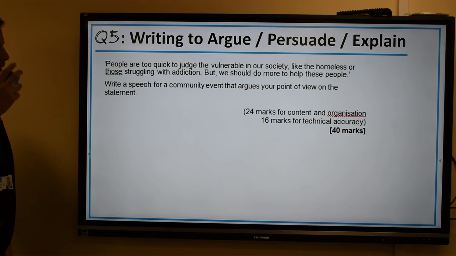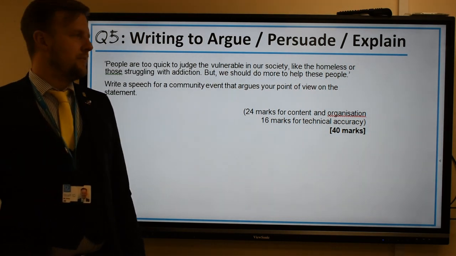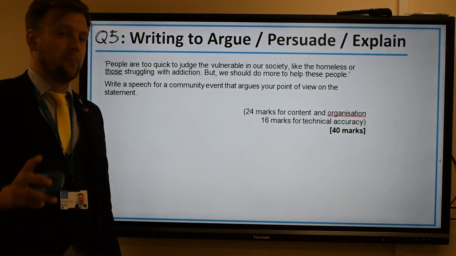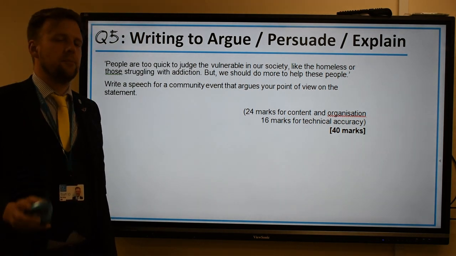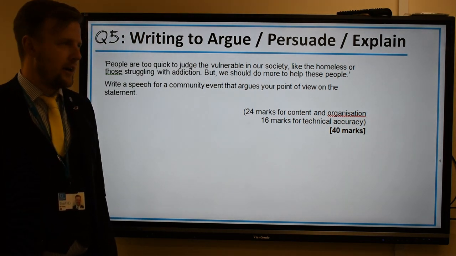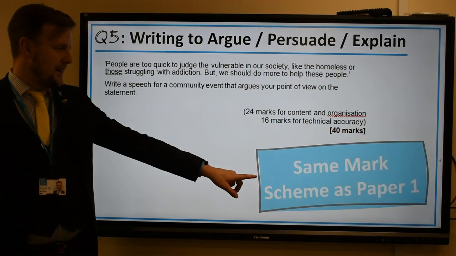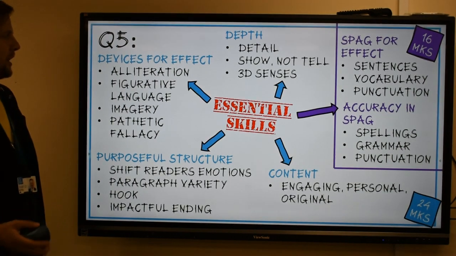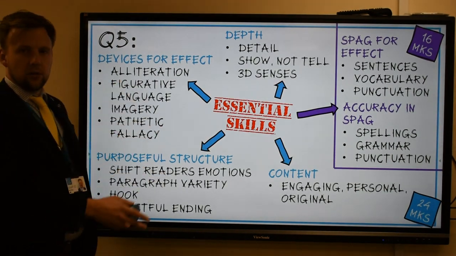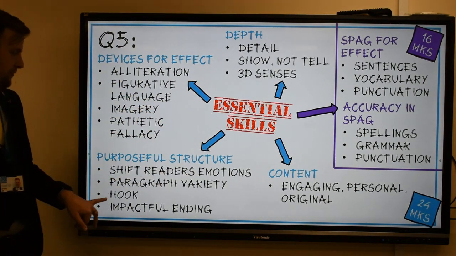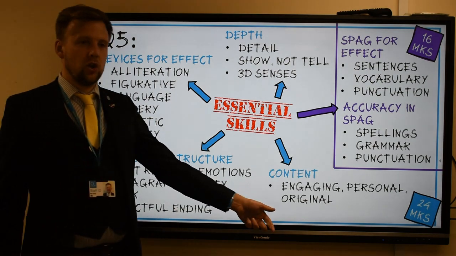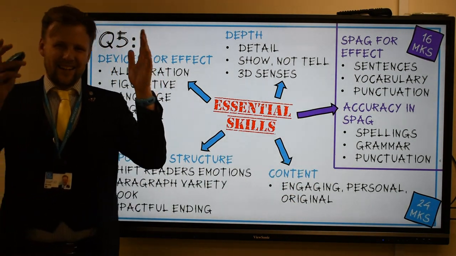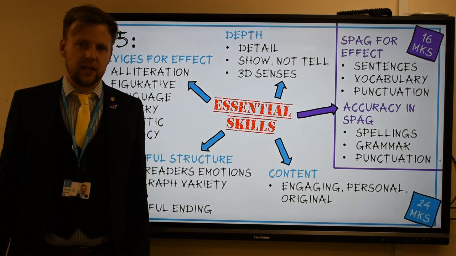Okay? Right, last up is question 5. Question 5 will give you a statement, and it'll ask you to give your opinion on the statement. Now everyone has an opinion, so in theory this should be great. This is exactly the same mark scheme as in paper 1. So all those things we said in paper 1, all those skills, the depth, the devices for effect, the purposeful structure, the content, the accuracy, the spag for effect, all of that is identical. They want to see those things.